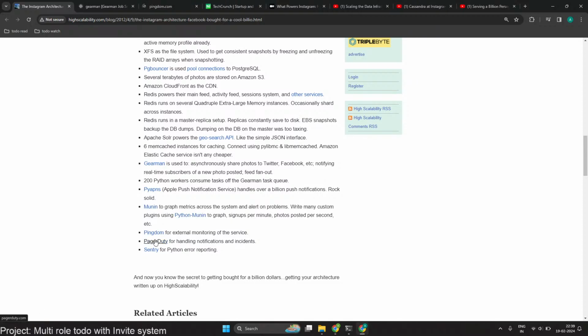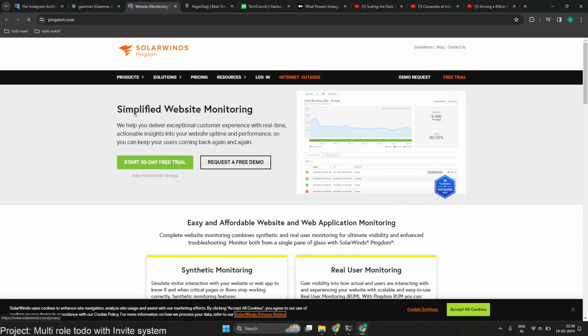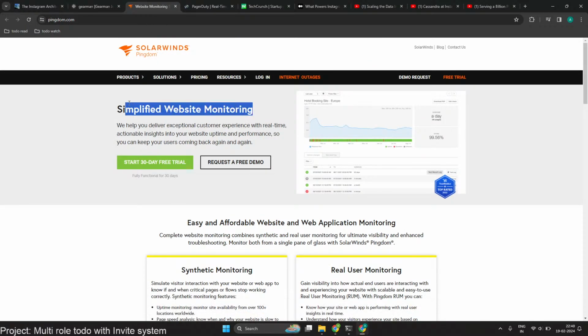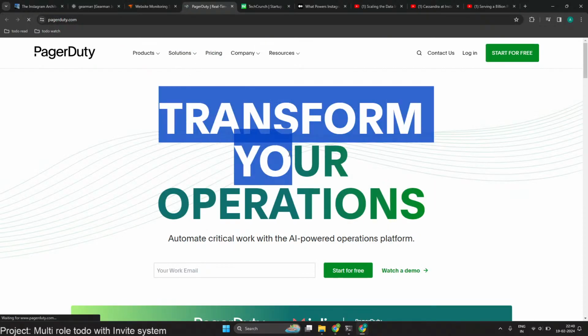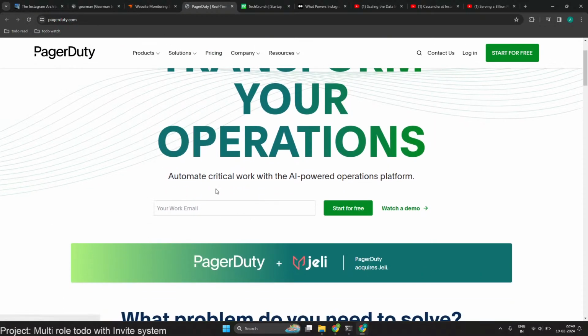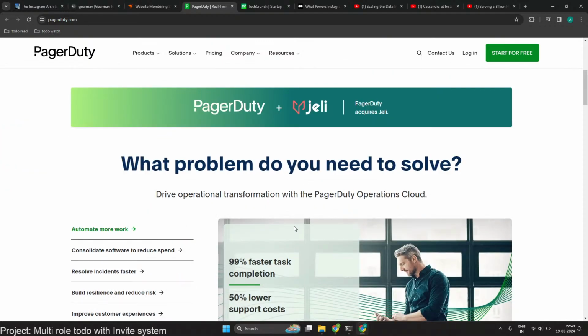Monitoring the system and noticing incidents, simplified website monitoring. This transforms your operations and works in agent operations.